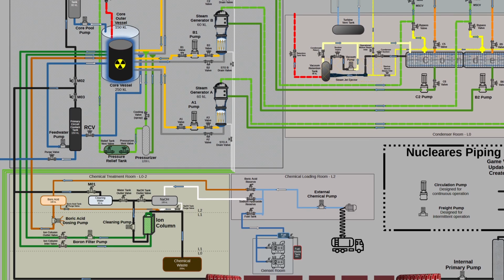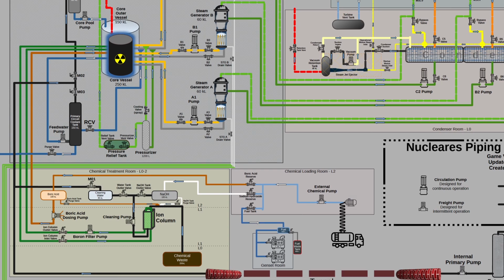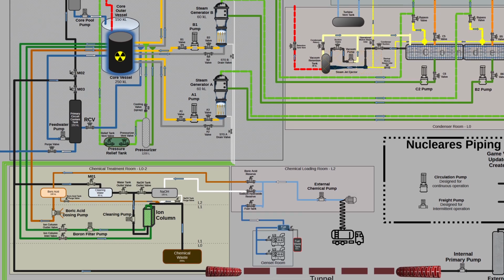And then you've got the feed water pump, which comes from the primary circuit coolant tank into the core vessel. But you also have the primary circuit coolant tank coming out from the bottom with a purge valve.